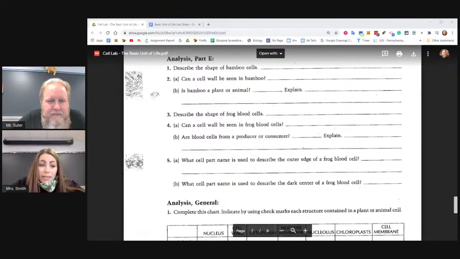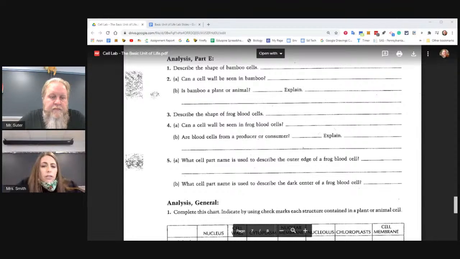No, you can't. You can see the cell membrane, but it's an animal cell, so you're not going to see a cell wall. Just be careful about that. Our blood cells are from a producer or a consumer? They are from an animal, which is a consumer, since animals eat plants. The last time I checked, I didn't cut open a plant and see blood, which would be good. So blood cells are in a consumer.